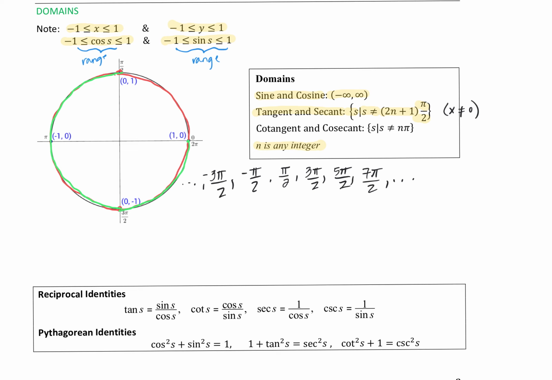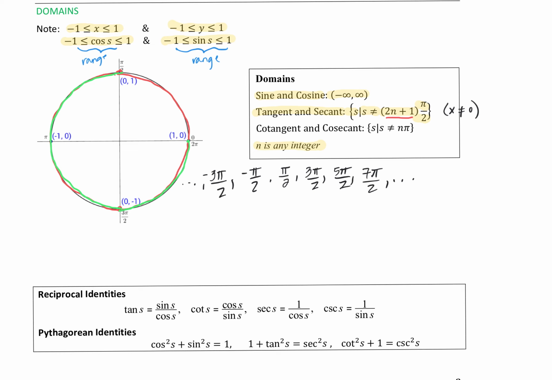So it's very difficult to list all the values that we cannot use in our domain for tangent and secant. So the most efficient way is to look for a pattern. If you look at these values, the negative 3 pi over 2, negative 1 pi over 2, 1 pi over 2, 3 pi over 2, 5 pi over 2, 7 pi over 2. It's just odd numbers, negative 3, negative 1, 1, 3, 5, 7, and so on. So one way that we can write odd numbers is by this 2n plus 1.